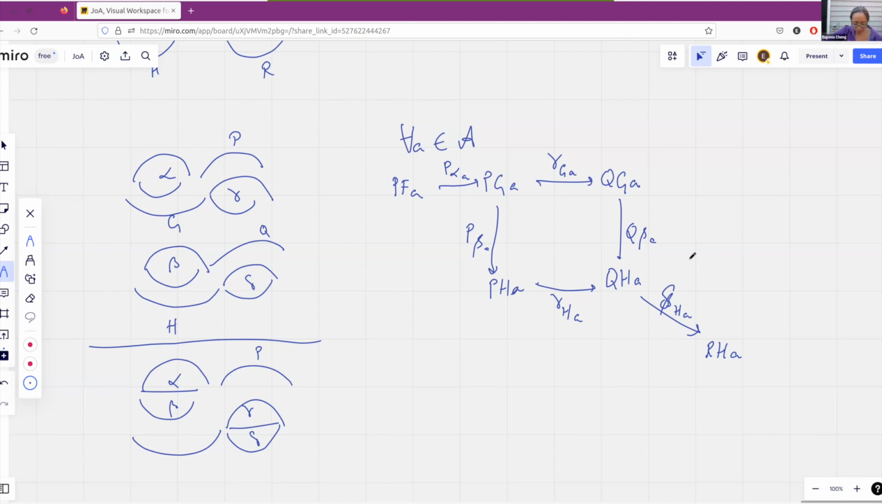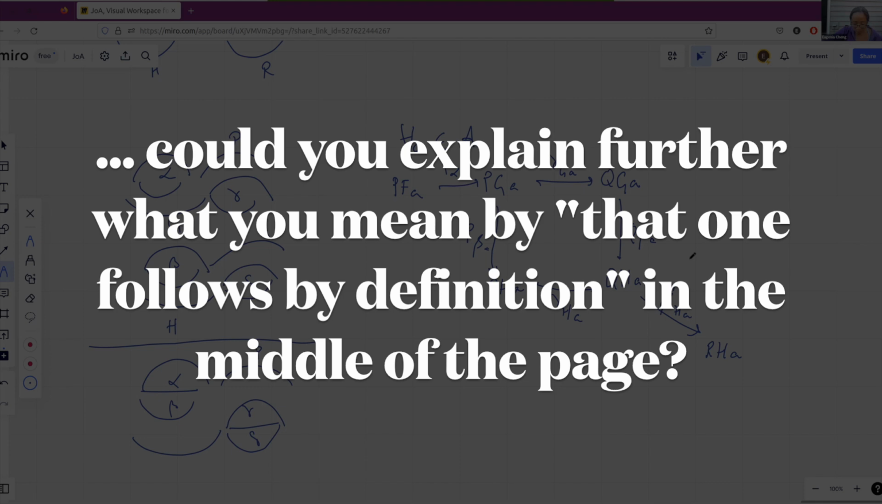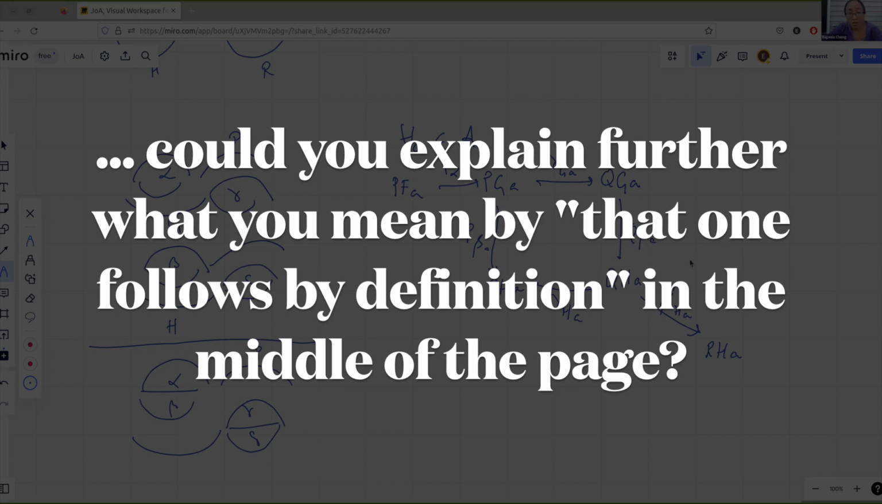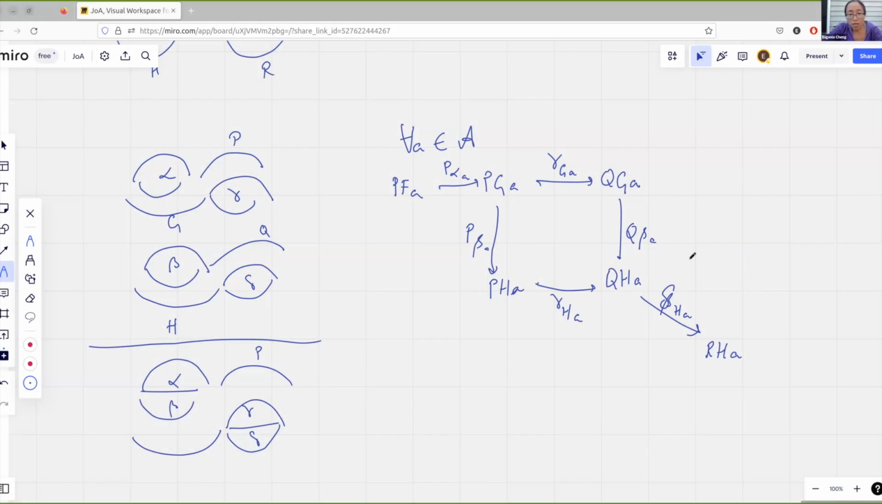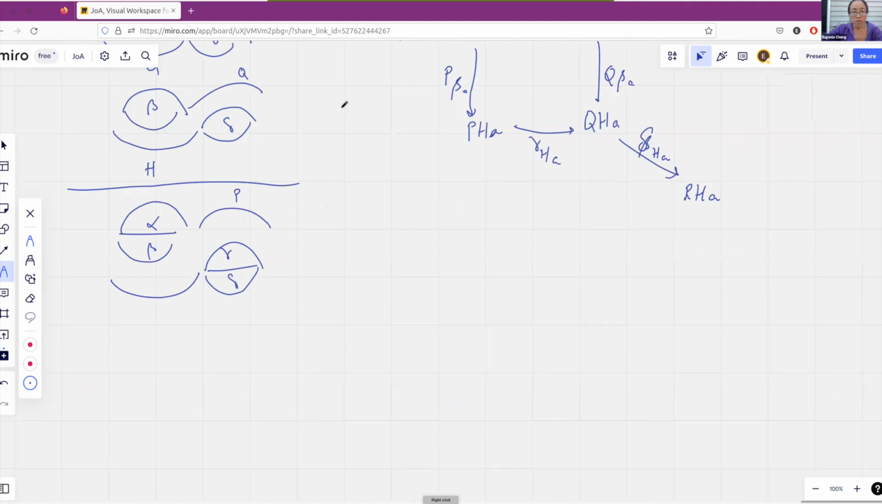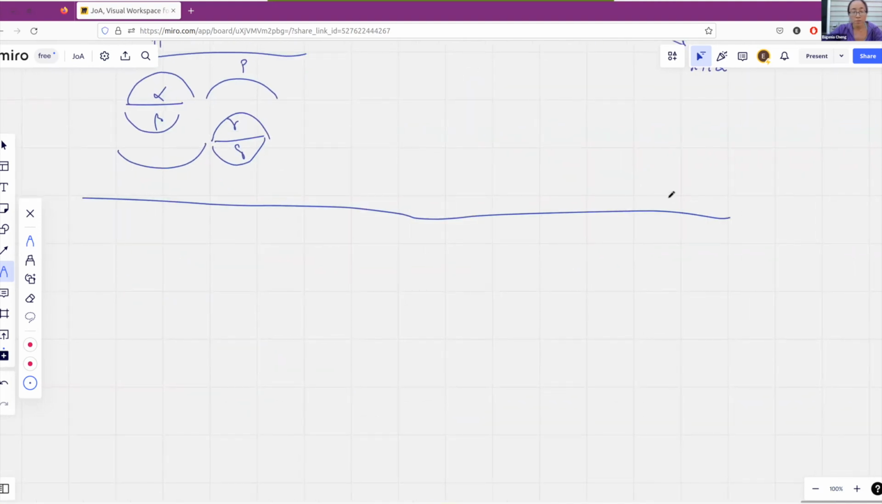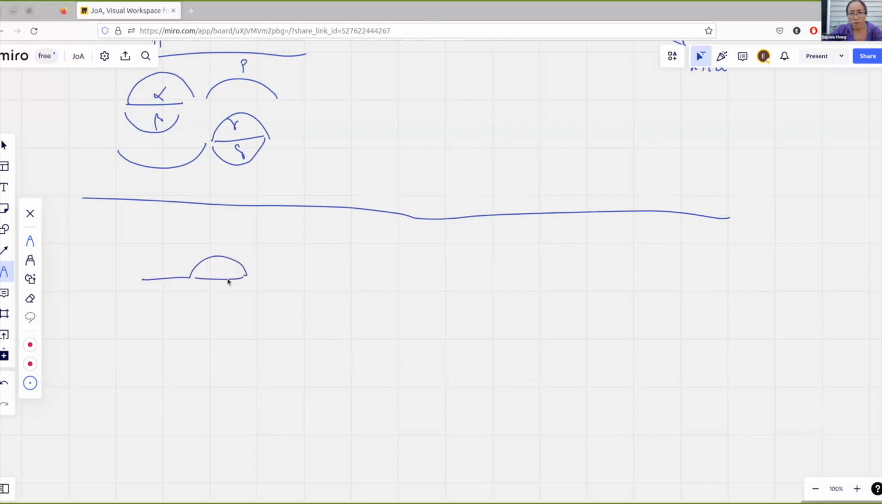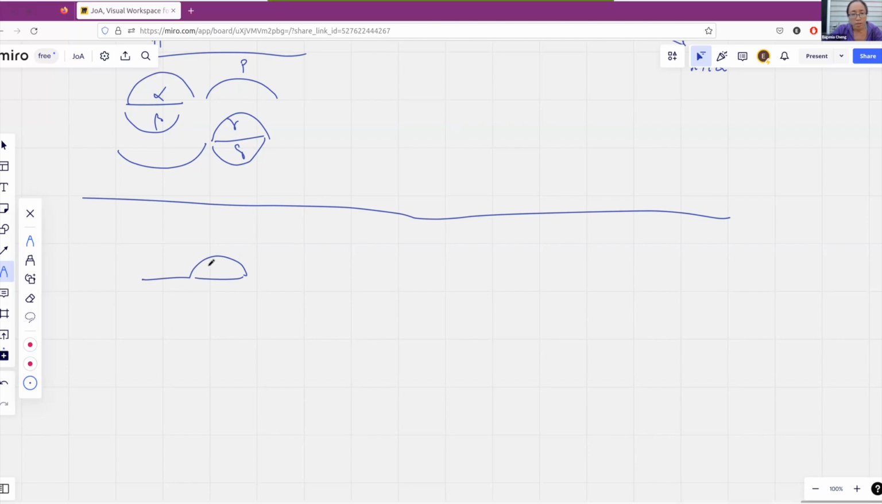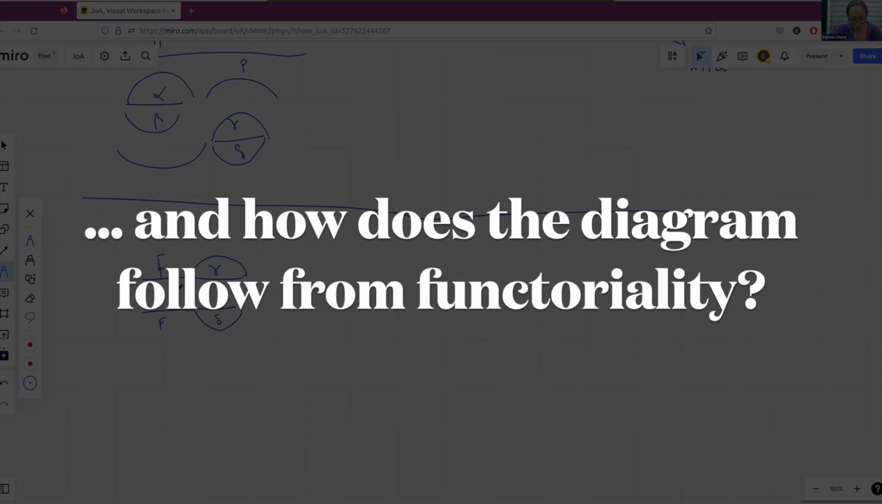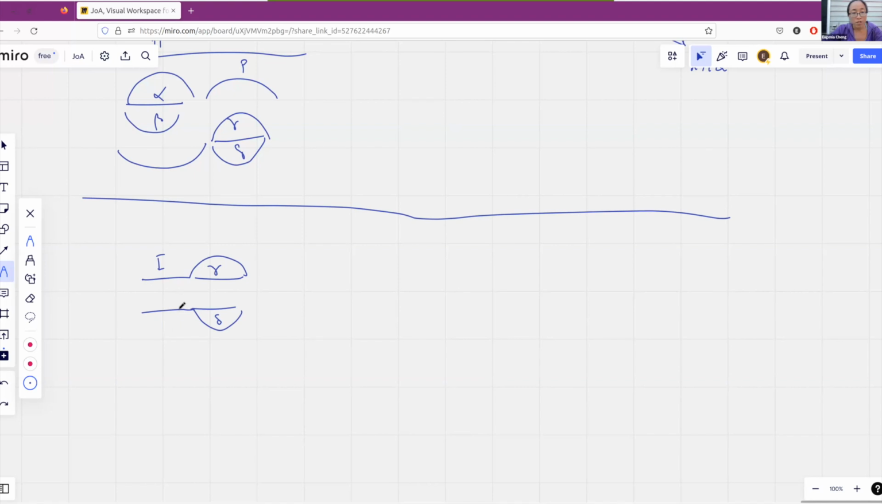Okay. Then someone else says, could you explain further what you mean by that one follows by definition in the middle of the page? So in the middle of that page, I'm talking about this whiskering thing. And so it's about the fact that if you do something like that, so let's call this gamma delta with F stuck on the beginning. Oh, you know, someone said, how does the diagram in the middle of the page follow from functoriality? So let's do that one first.